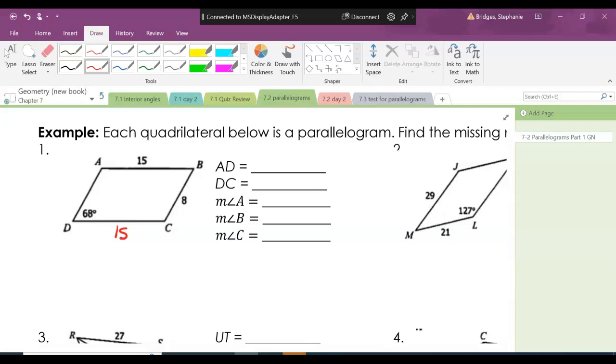All right, what is BC labeled as in your picture? So what does that mean is also 8? AD. Okay, so I'm going to go ahead and label that. Again, I'm not going to answer my questions until I have everything labeled in my picture.